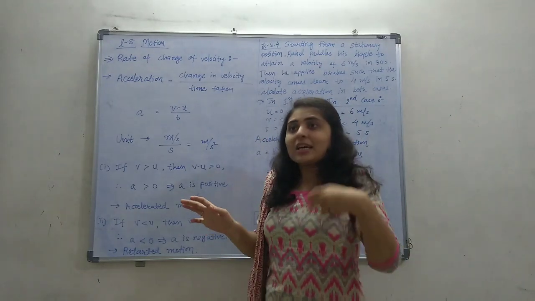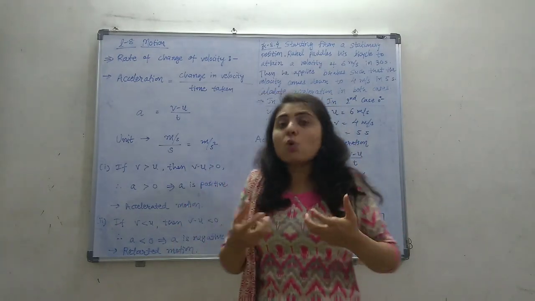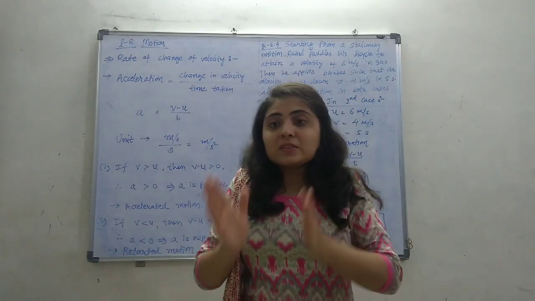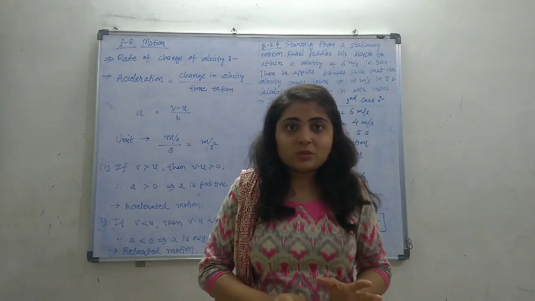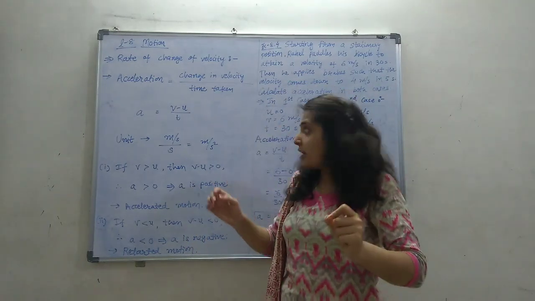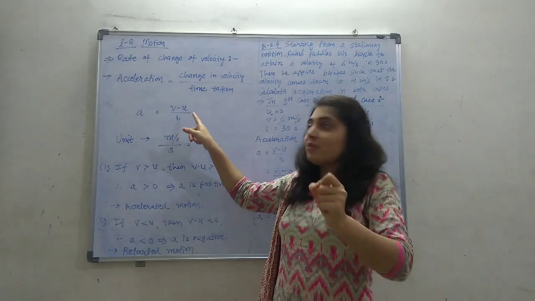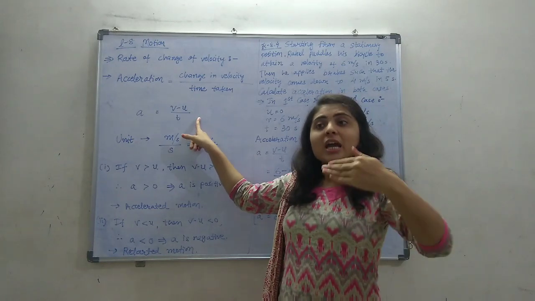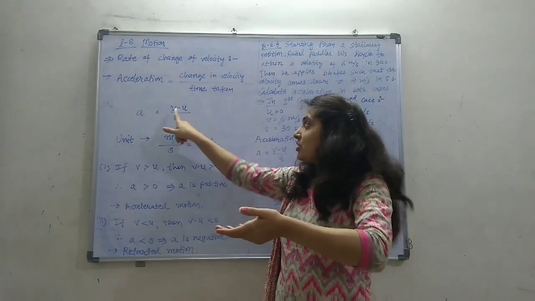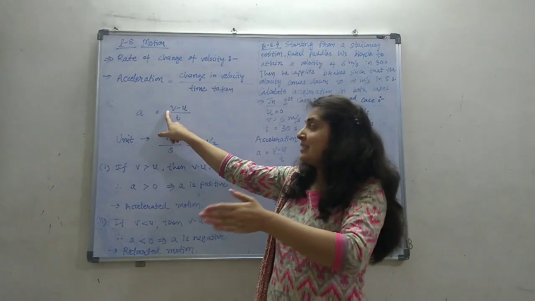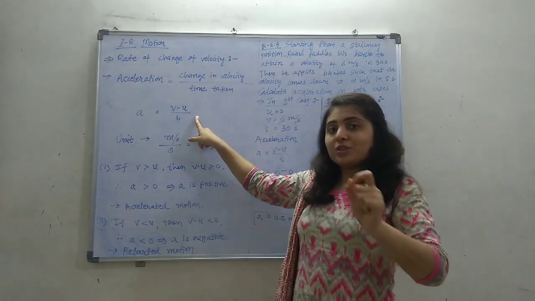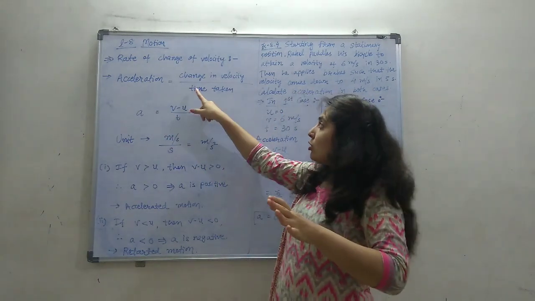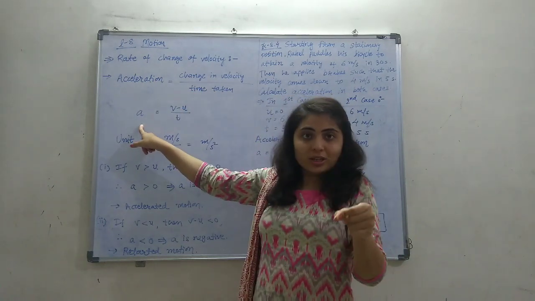Let us say the initial velocity is small u. In physics, each symbol is particular to a particular quantity. Wherever there is a small u, we understand that small u is the initial velocity, and after some time the velocity changes. So that becomes the final velocity, that is small v. Small u represents the initial velocity, small v represents the final velocity, and acceleration has the symbol small a.